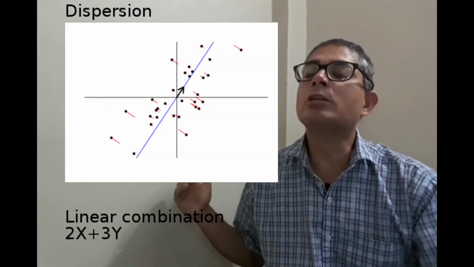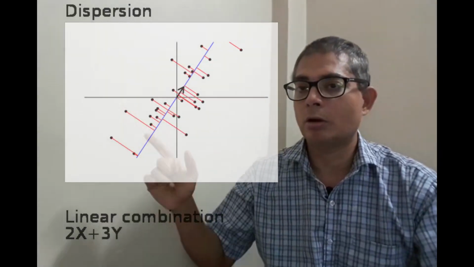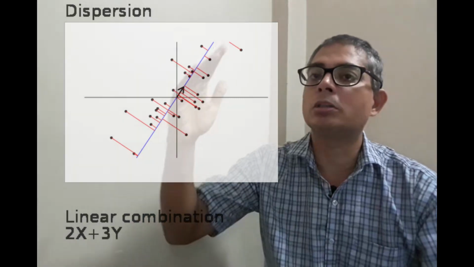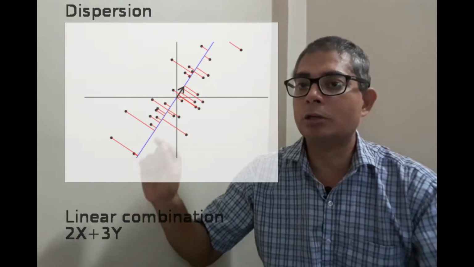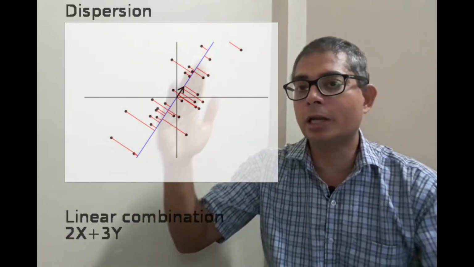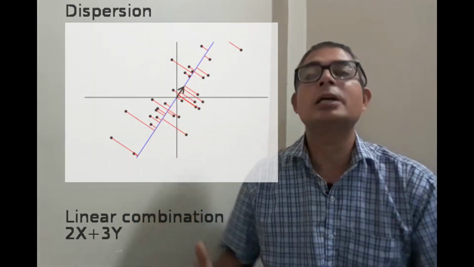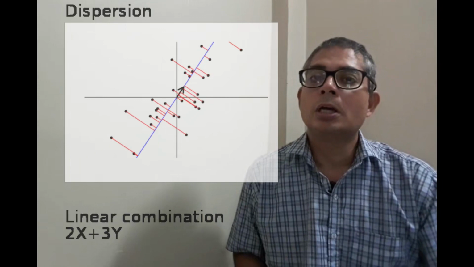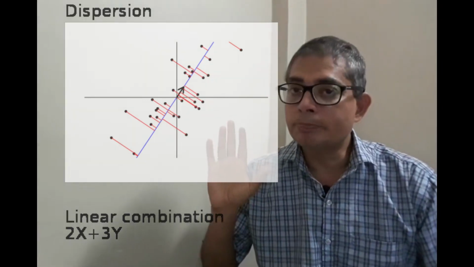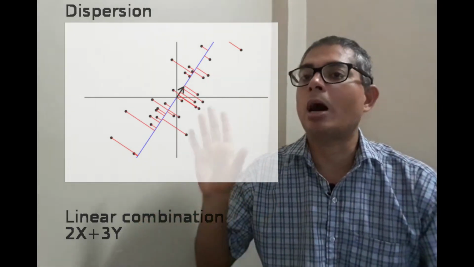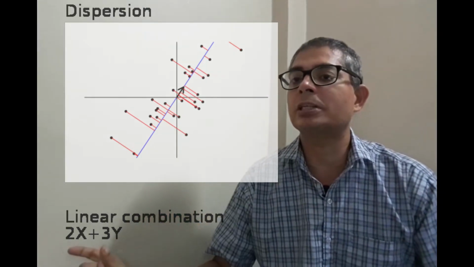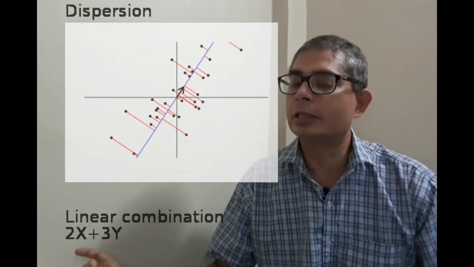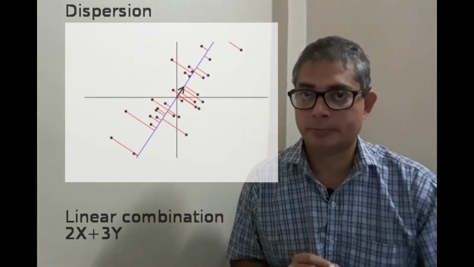Now we project all the points perpendicularly on this line, and as a result we get the feet of the perpendiculars, which is like univariate data, and we can compute its variance. Now you may need to spend some time to understand why this is effectively the same as taking this linear combination.